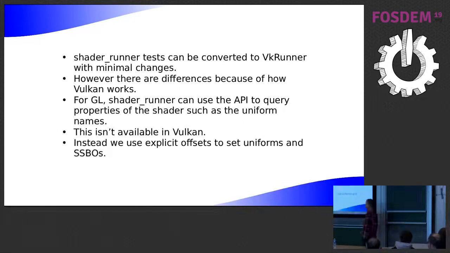It's not quite exactly the same script format because Vulkan is a different API, so it works slightly differently. For example, on OpenGL, there's a lot more API to query state about the shaders. When you compile a shader, you can use the OpenGL API to query what uniforms are available and what the names are. But with Vulkan, you're expected to know what you've done, so it doesn't give you any API to tell you what you did. So we can't, for example, use uniform names in the test commands in VkRunner.